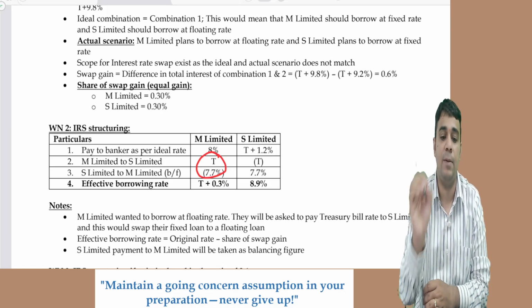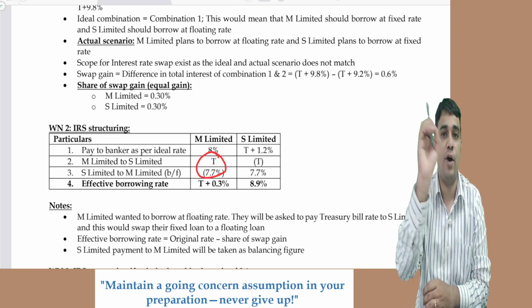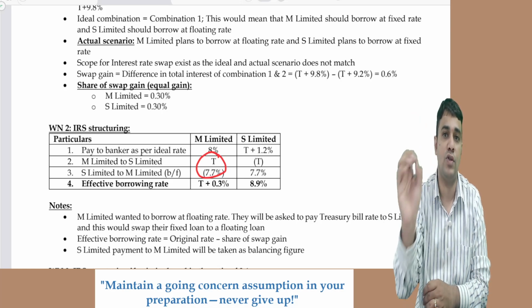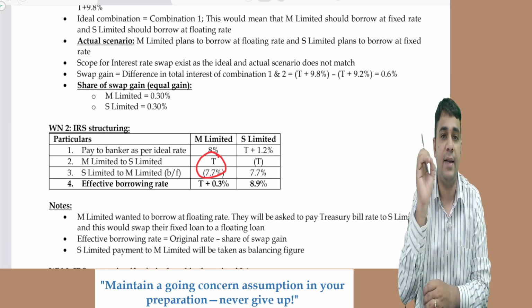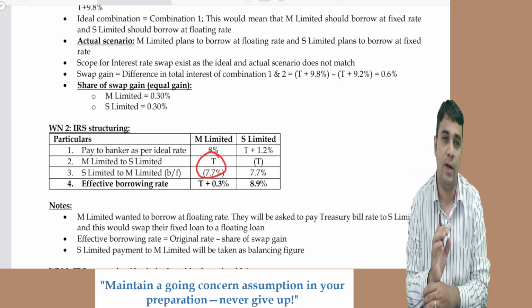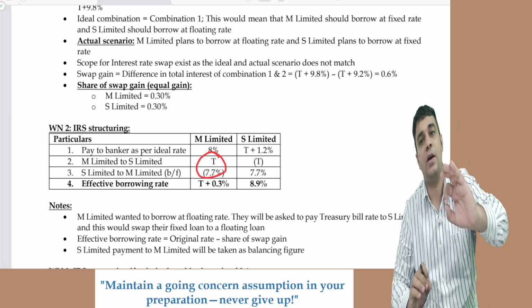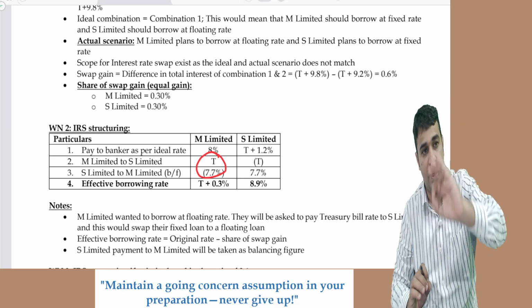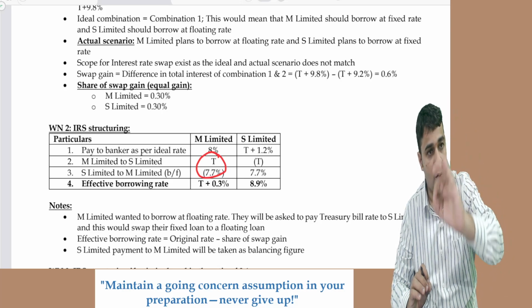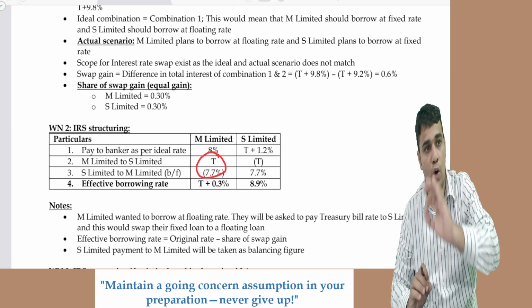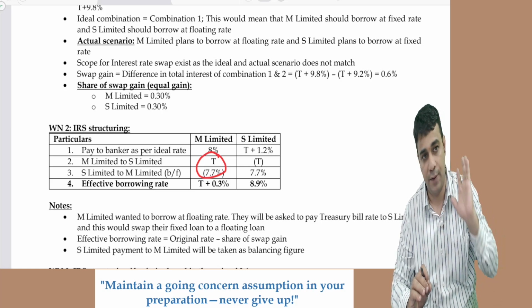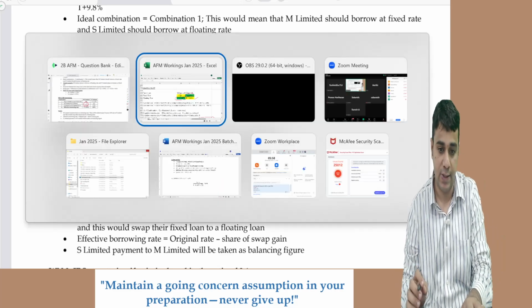That is, I said T plus 0.3 is equal to 8, T is equal to 7.7. Directly writing T equal to 7.7, some students found it difficult to understand. So, steps are very simple. Borrow as per ideal, receive what was paid, pay what you want to pay as effective rate, and final effective rate. Clear? Next, let's do the second scenario.